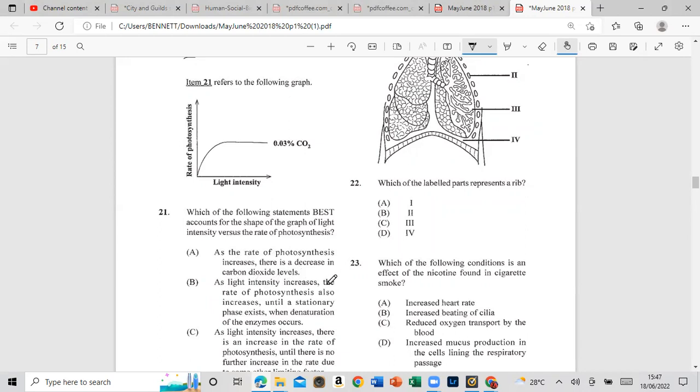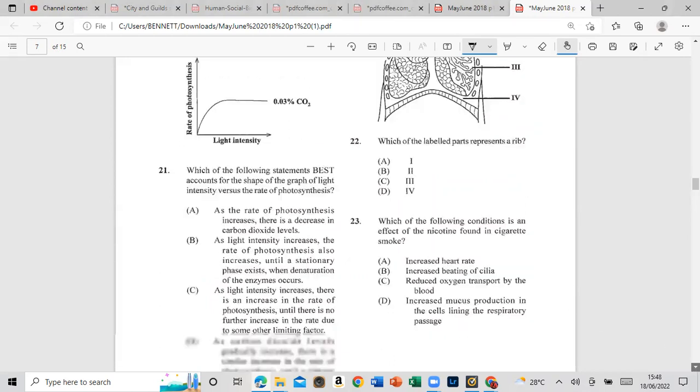B, as light intensity increases, the rate of photosynthesis also increases until a stationary phase exists when denaturation of the enzyme occurs. All right, let's see. C, as the intensity increases, there is an increase in the rate of photosynthesis, while there is no further increase in the rate due to some other limiting factor. D, as carbon dioxide levels gradually increase, there's a similar... All right, so I'm going to eliminate A and D right away. So it's between B and C. All right, so I'm gonna go with C.